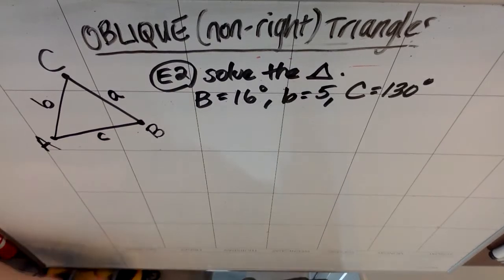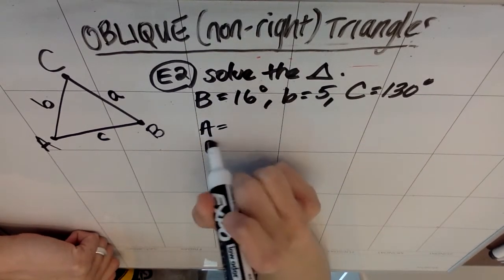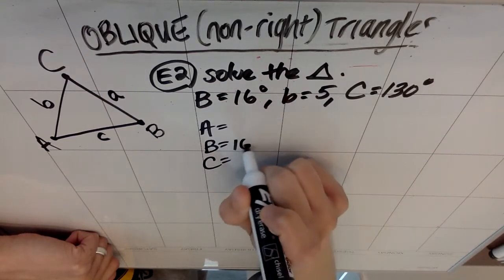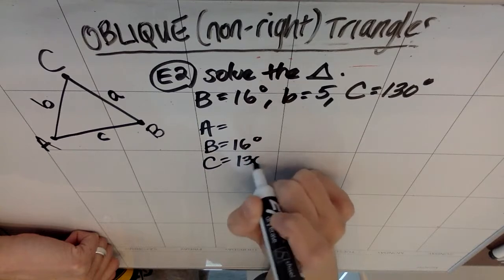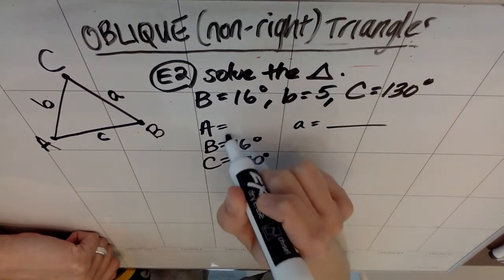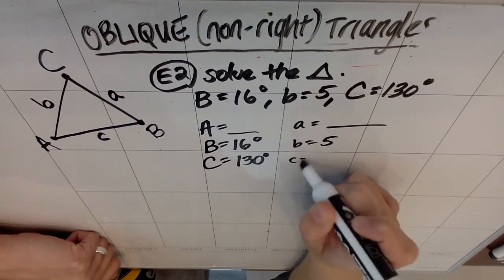So first thing I always do is list what I want and what I know, right? In order to solve this triangle, I'm going to need A, B, and C. I know B, which is 16 degrees, and I know C, which is 130 degrees. I don't know little a, just like I didn't know big A. I do know little b, it's a 5, and I don't know little c.